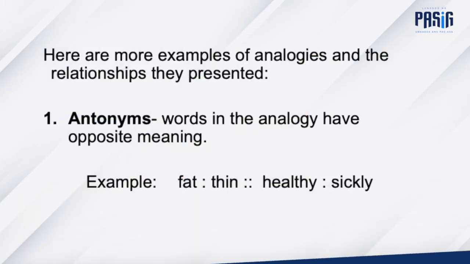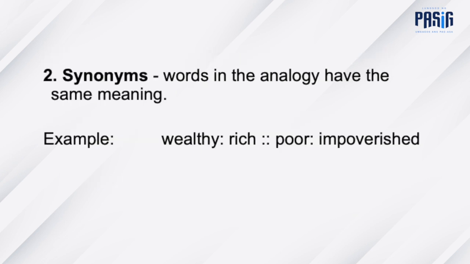Here are more examples of analogies and the relationship they presented. Number 1, antonyms. Words in the analogy have opposite meaning. Example, fat is to thin as healthy is to sickly. Number 2, synonyms. Words in the analogy have the same meaning. Example, wealthy is to rich as poor is to impoverished.